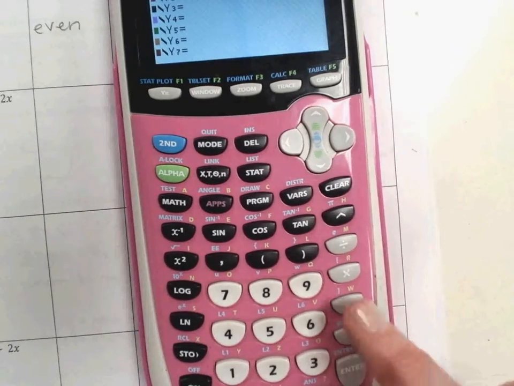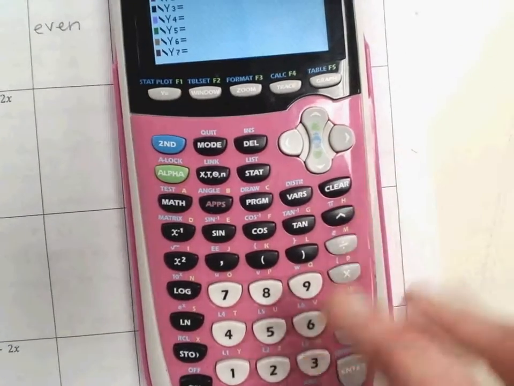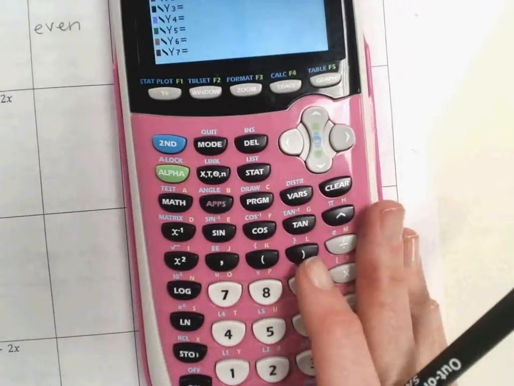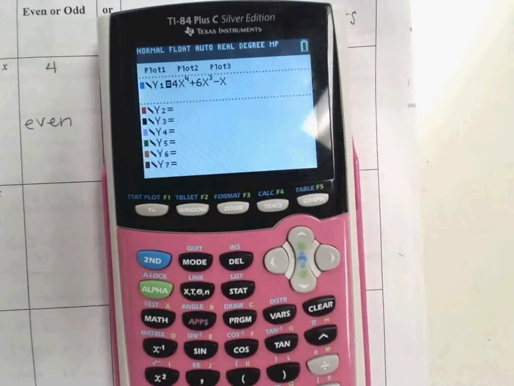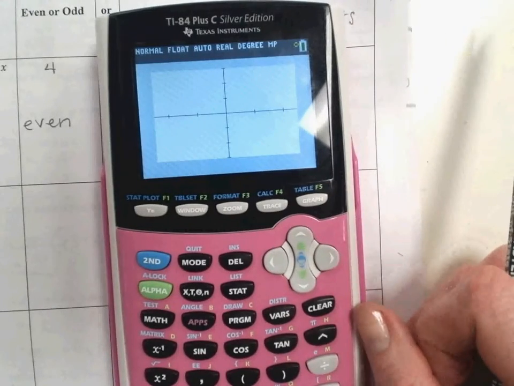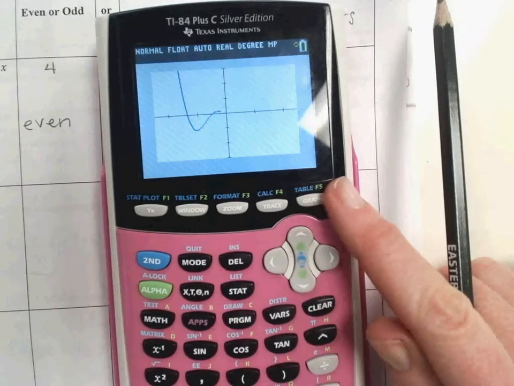and then plus 6x to the third power, and then minus x. So you can see all that showing up. To graph, you go to the far right and hit graph. That's weird.